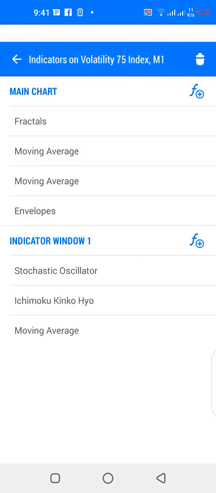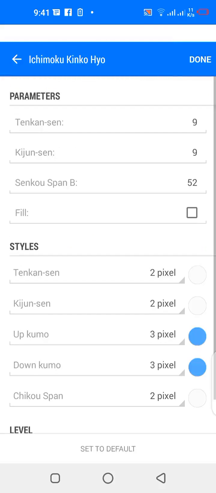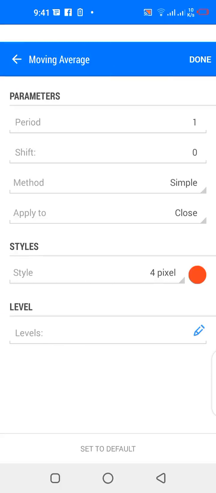Now we also have Ichimoku on indicator window 1. Tenkan Sen is 9, Kijun Sen is 9, Senkou Span B is 52. Now the color of the up Kumo will be blue, down Kumo will be blue, and the color of the other parts of the stars will match the background color. All right, and lastly we have a moving average, 1 period. The shift is 0. Method is simple, apply to close, color is red.